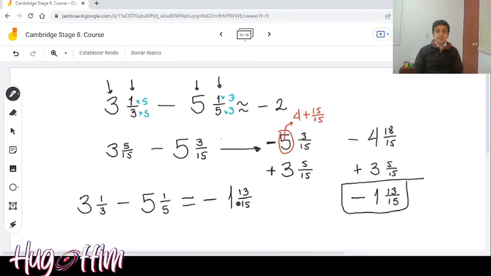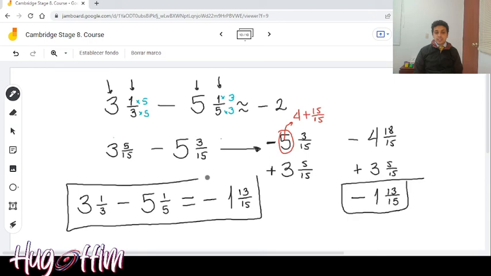Observe that 13 over 15 is around, if we rounded this number to one significant figure, this 13 over 15 will be around another whole, so it will be 2. So this is something that we did correct in this subtraction.